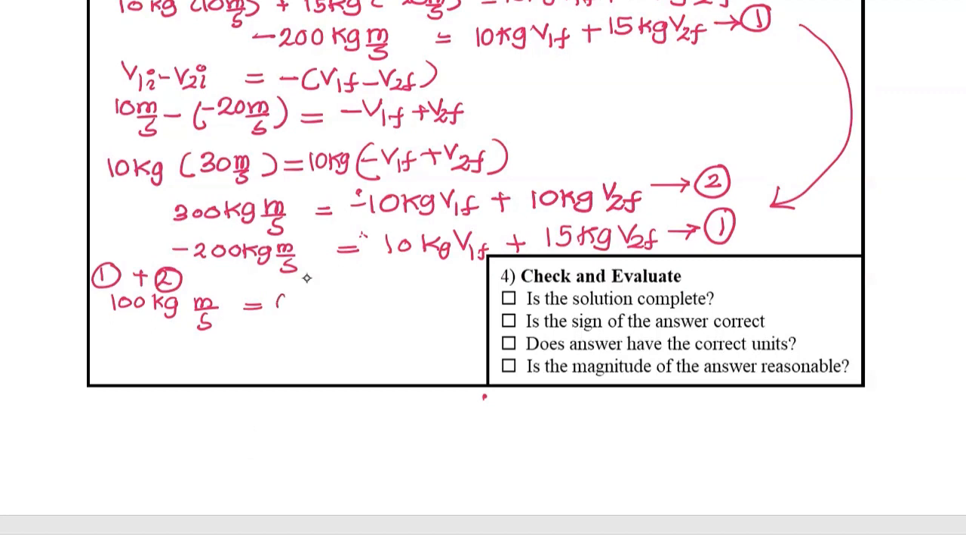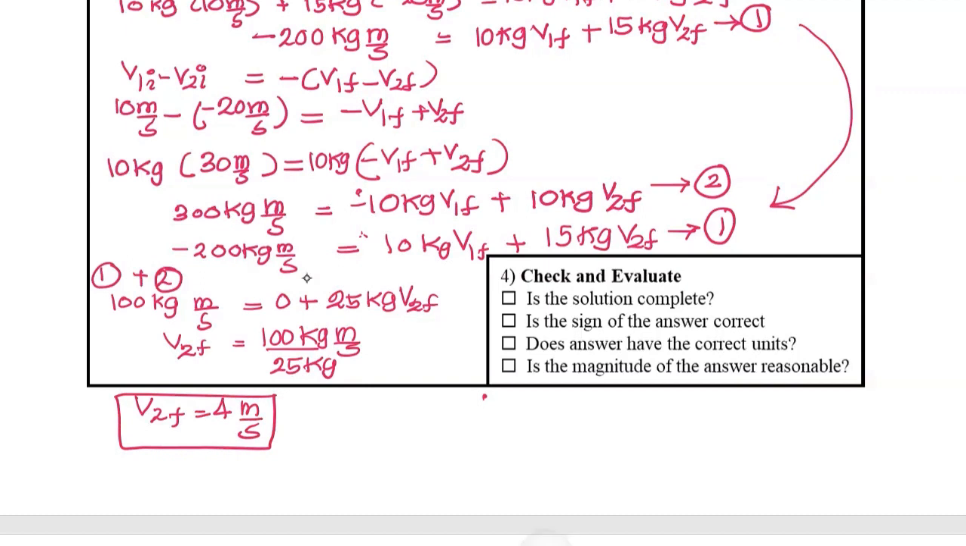When I add the first equation and second equation, I have to add all the terms on the left-hand side together and all the terms on the right-hand side together. 300 kilogram meters per second minus 200 kilogram meters per second gives 100 kilogram meters per second. Divide that by 25 kilograms, and I end up getting 4 meters per second for the final velocity of the second object. And I'm going to substitute this value in the second equation.